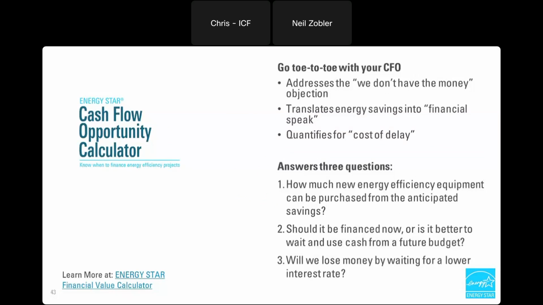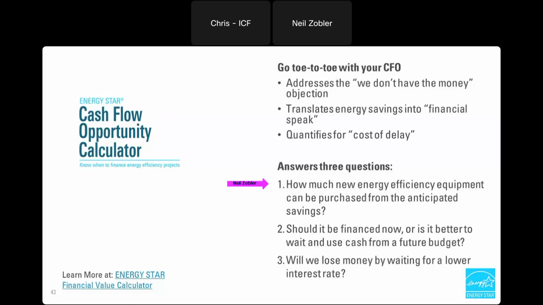But my favorite is the cash flow opportunity calculator, and it allows you to go toe-to-toe with your CFO, because it's addressing that we don't have the money. It translates energy savings into financial speak, and it quantifies the cost of delay, and that's a big deal, which is often considered counterintuitive. I've had CFOs tell me that using this tool.